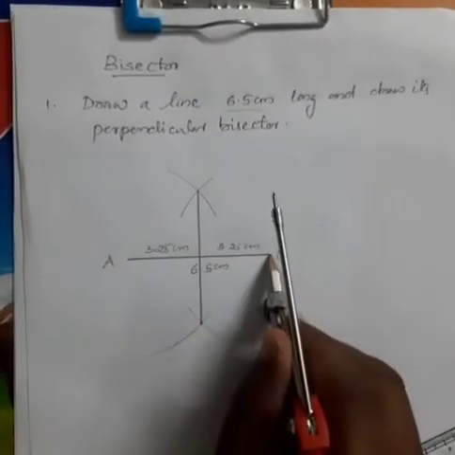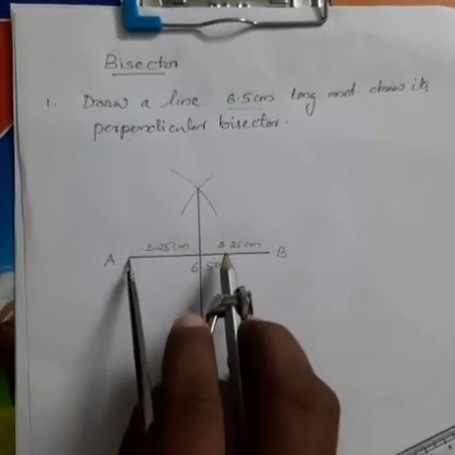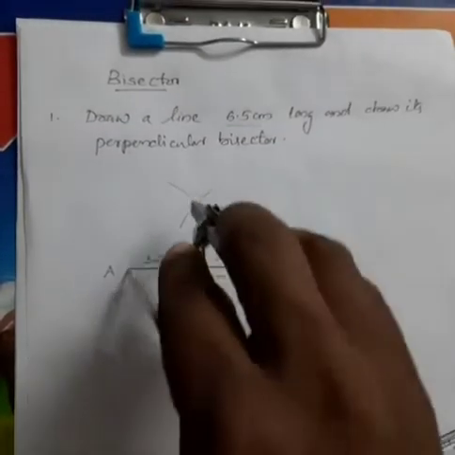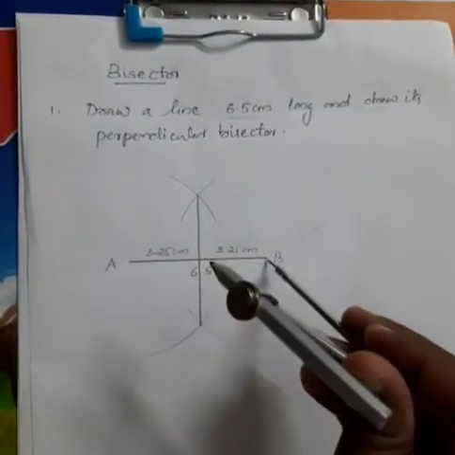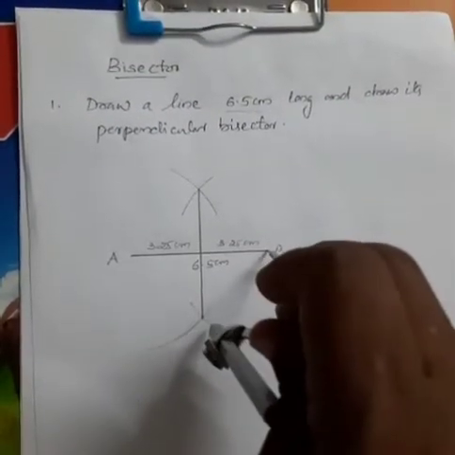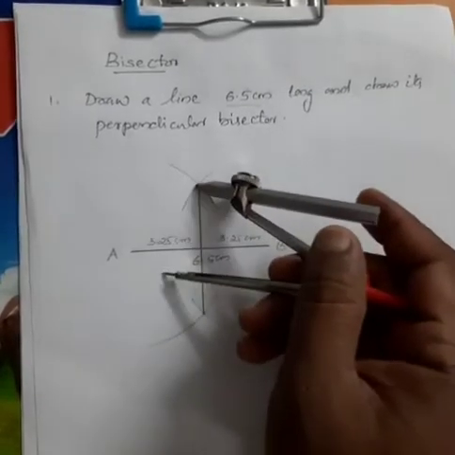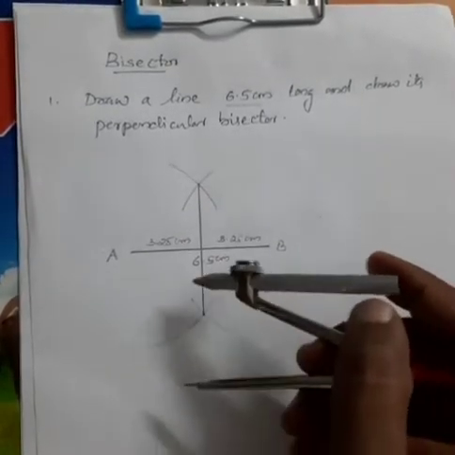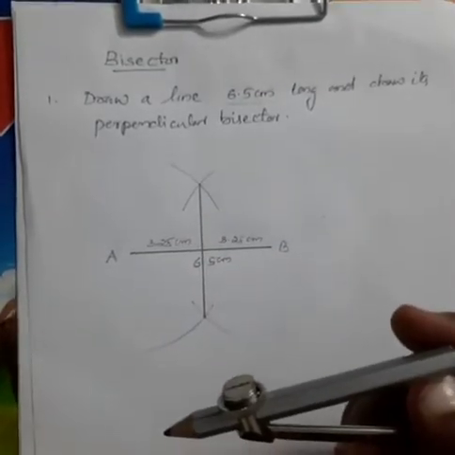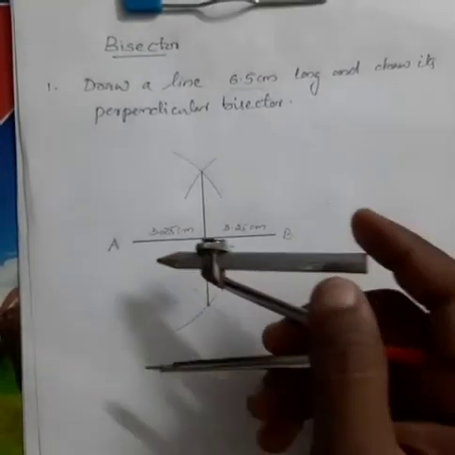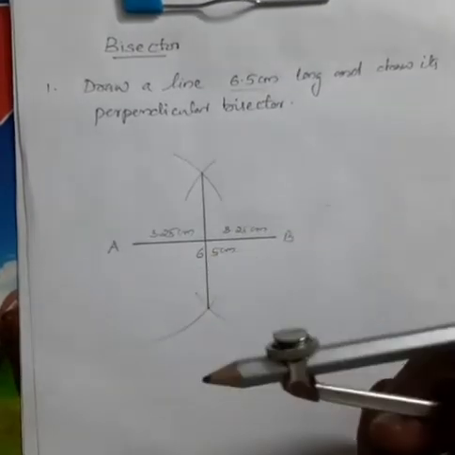So remember one more thing. First you draw AB, then take more than half of the line, then draw an arc on both sides from A, and from B also draw the arc. Then you have to join these two points. You will get the bisector of AB. This is the line bisector, you can say.